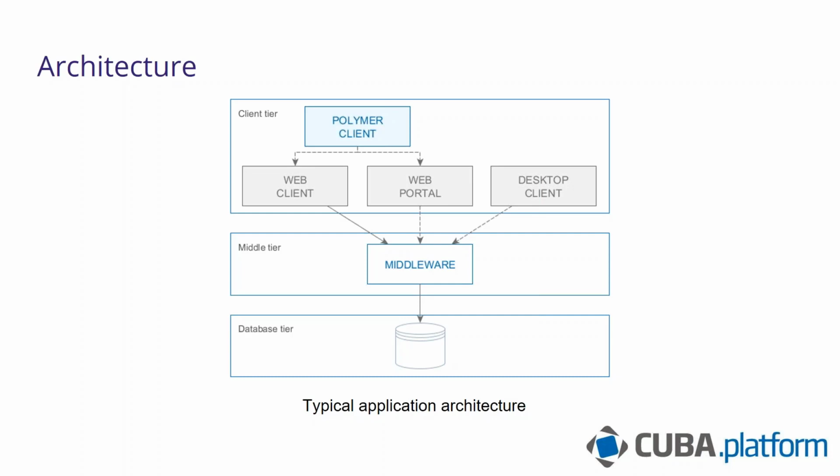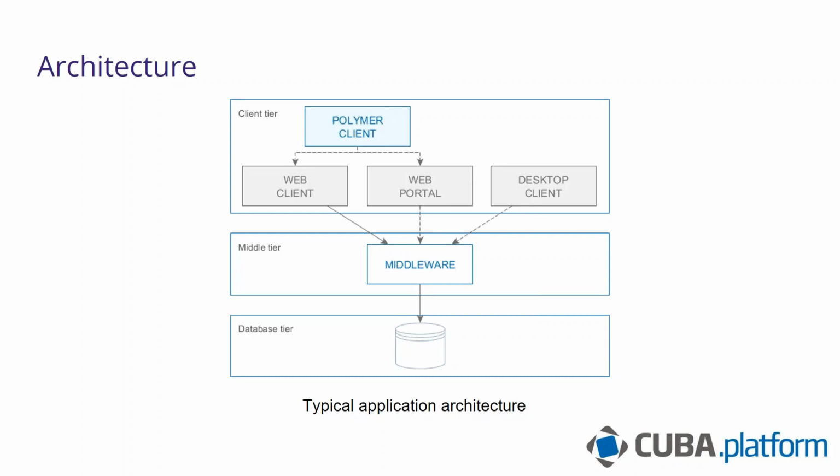Now the client blocks, so client tier. Web client is the main block of the client tier in all the applications. It contains the interface designed primarily for internal users, for business users, and the user interface is implemented on the base of Vaadin framework. Also, we have desktop client for desktop apps, and it is an additional block of the client tier. It is not required in your apps. Also, you can use web portal module to implement custom websites or custom web portals.